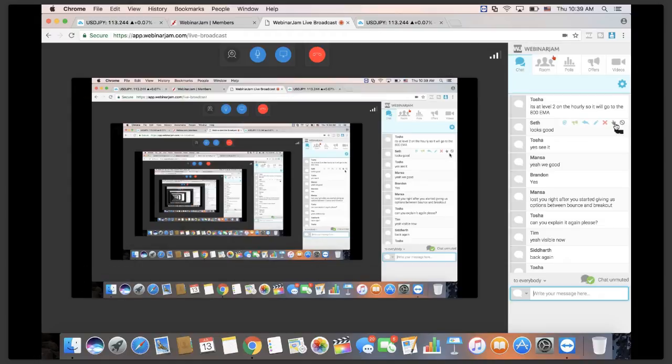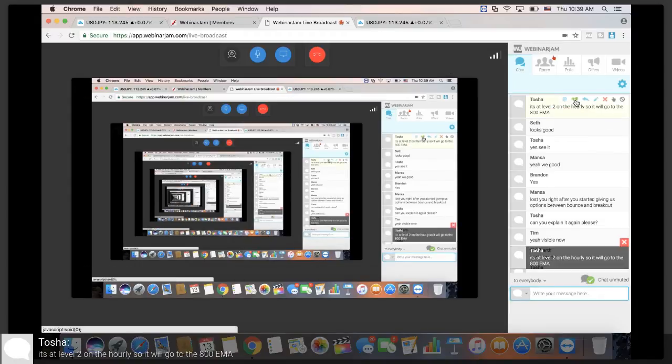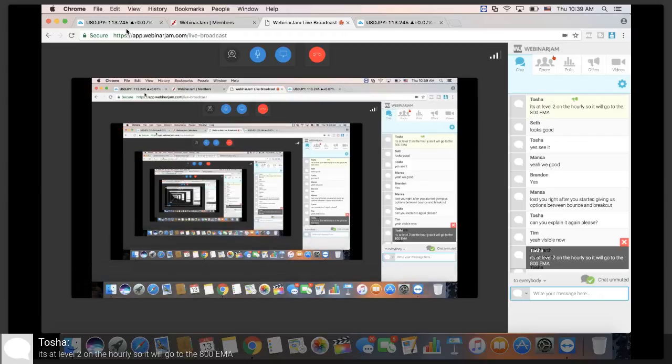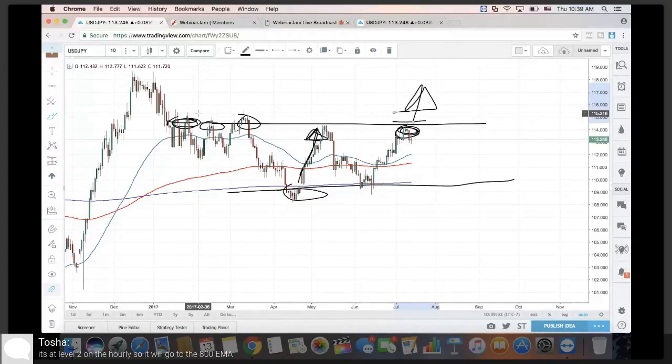Somebody asked, let me see. It's at level 2 on the hourly, so will it go to the 800 EMA? Okay, so for this particular pair, to answer this question, we take a good look at the daily, and they bounced off of the resistance.